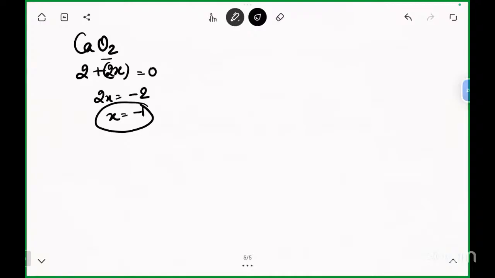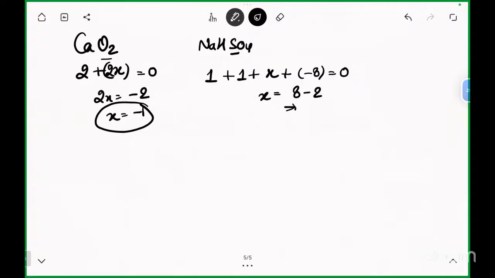Next we can take more examples, like NaHSO4. You have to calculate the value of S. So Na, just take 1. Hydrogen is again 1. Sulfur you have to calculate, so it will be X plus oxygen is -2 into 4 minus 2, that is equal to 0, because no charge is there. When you calculate it, it will be 8 minus 2, that is equal to 6. So you have to calculate the value of different elements.